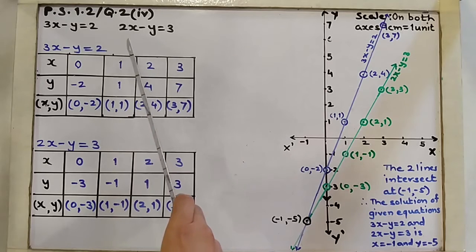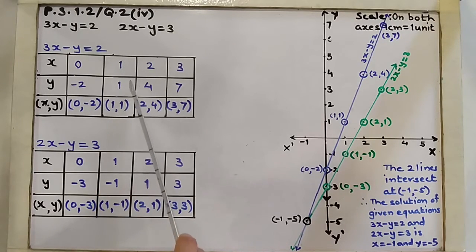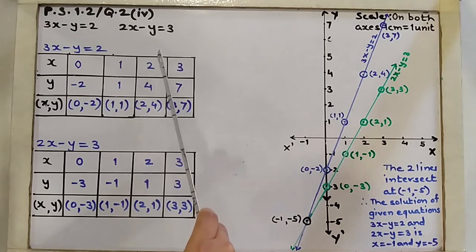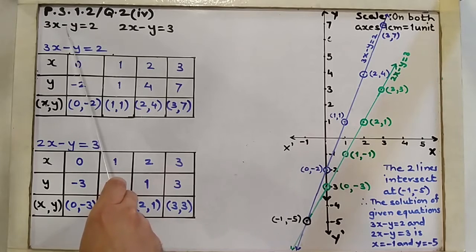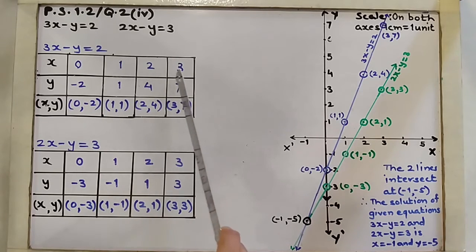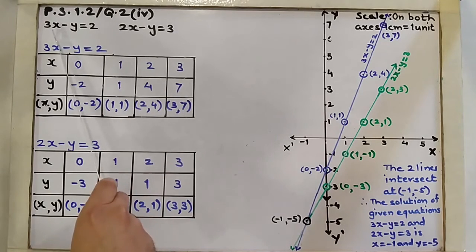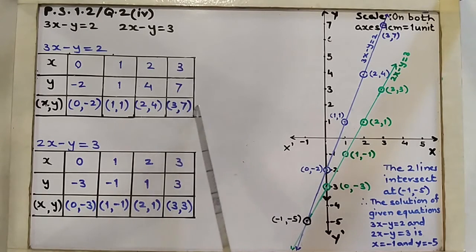In the second case, I have assumed the value of x as 1. Putting this value in the equation, I get the corresponding value of y as 1. So the ordered pair will be 1 comma 1. In the third case, I have assumed the value of x as 2. Putting this value in the equation, I get the value of y as 4. So the ordered pair will be 2 comma 4. And in the fourth case, I have assumed the value of x as 3. So I put this value in the equation and I get the corresponding value of y as 7. So ordered pair will be 3 comma 7.